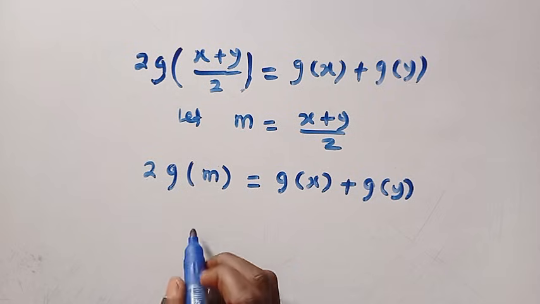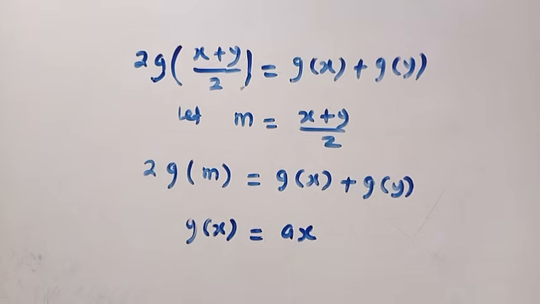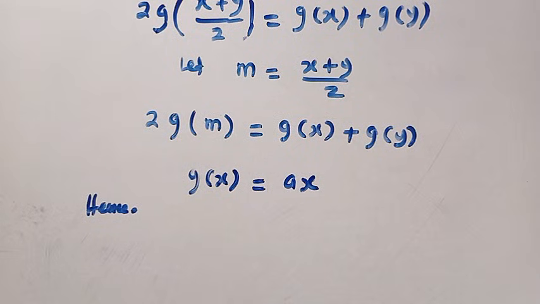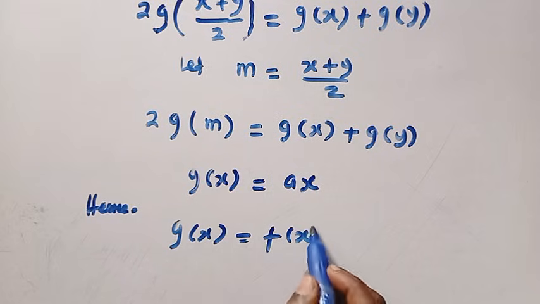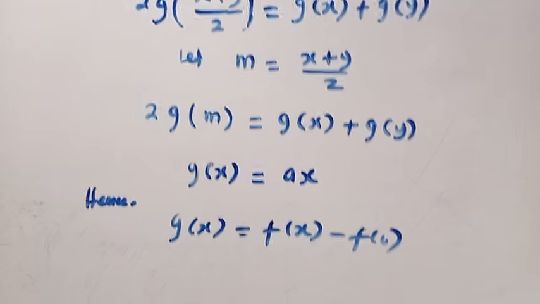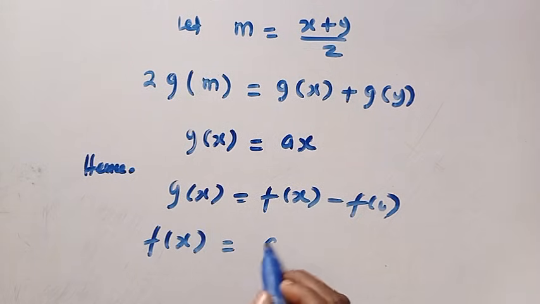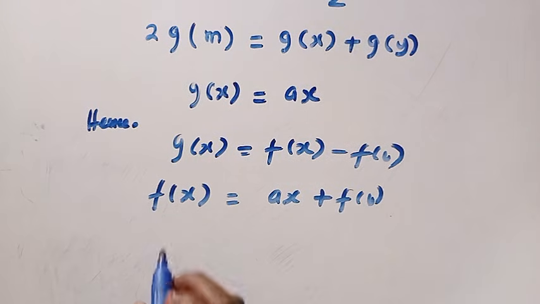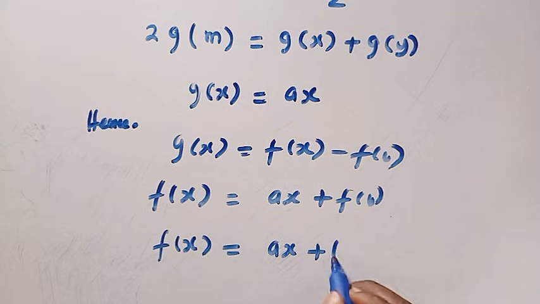So since we have something like this, we can have our g of x equal to, let's say, ax. If g of x equals ax, then if you substitute back into where we let g of x equal f of x minus f of 0, since g of x equals ax, therefore we have f of x equals ax plus f of 0. So f of 0 here is a constant. If I let it be b, we have f of x equals ax plus b.